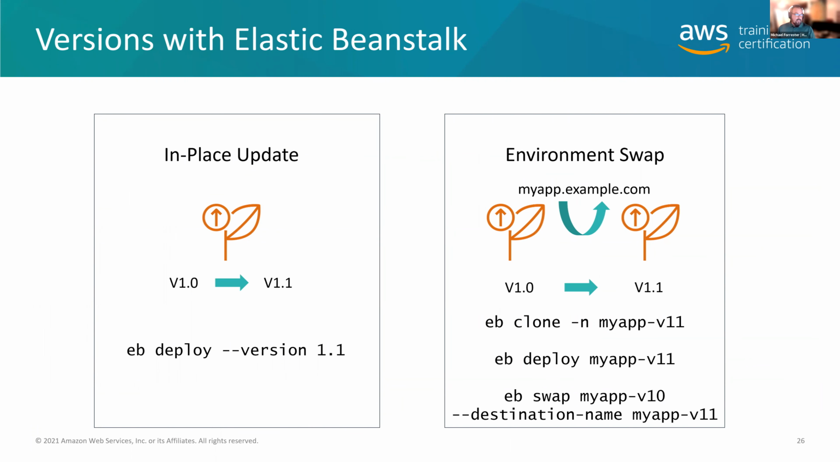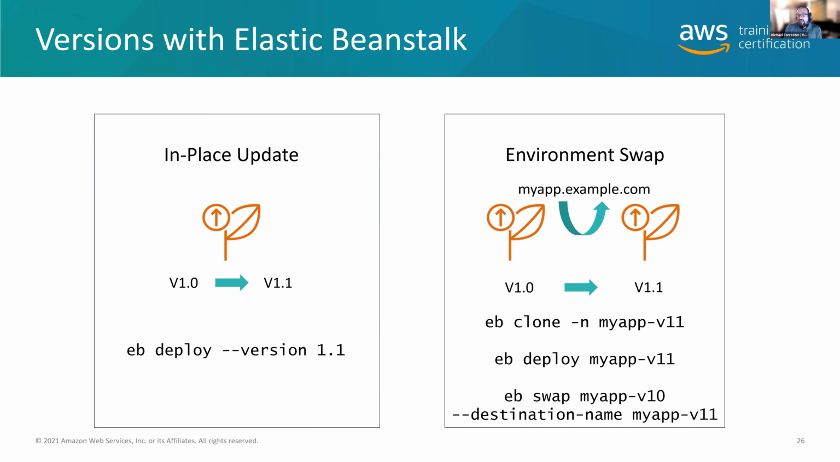Versioning with Beanstalk is really interesting because you can actually just do an eb deploy --version and specify the version, and it will literally deploy a new version of your app if it's in your path/repository. You can also swap environments where you clone an environment, like clone an app, and then deploy the app, and then swap an old version like version 10 with a new version, right? So you can actually just point it if you want to instead of doing an in-place upgrade.